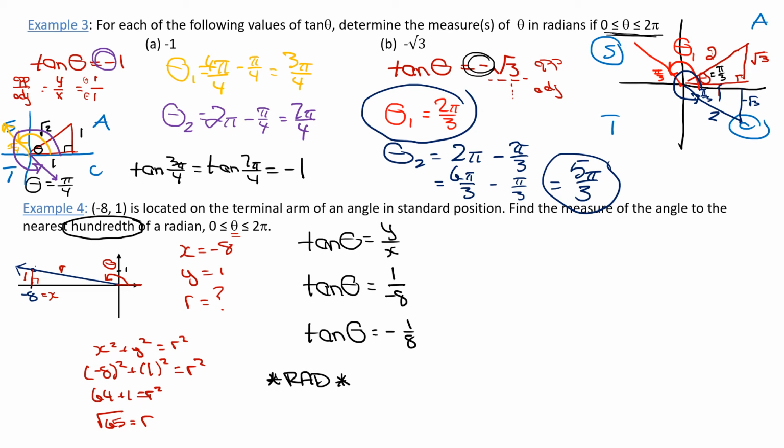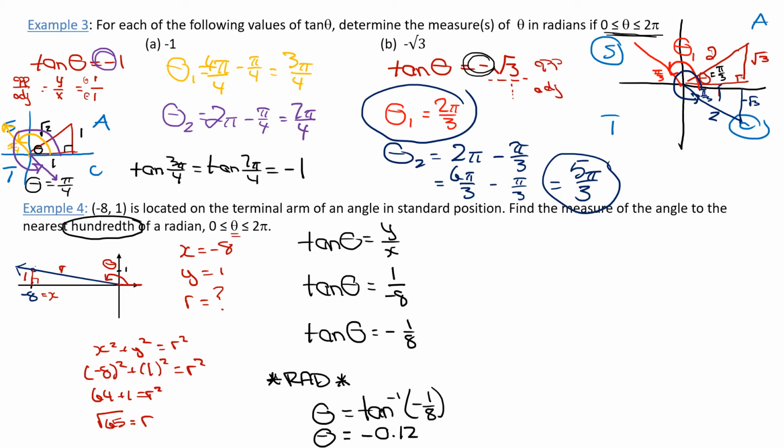So what you're going to actually put into your calculator, theta is equal to tan inverse of -1/8. That goes into your calculator. And what do you get? Okay, you probably get theta equals -0.12. What does that mean?